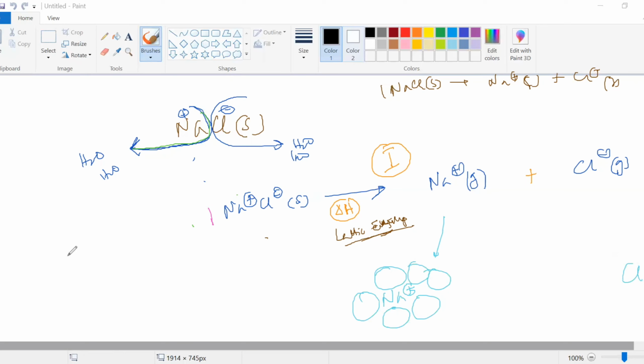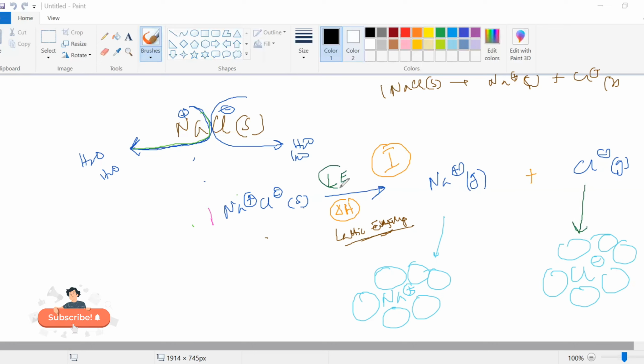Is it clear? This is the second step. Water surrounds them quickly so that the individual Na plus and Cl minus do not combine back again. The first step is similar to the lattice enthalpy, the same energy needed by water to separate them. The second step is called what? Hydration enthalpy, right? Write it down. Hydration enthalpy, HYD.